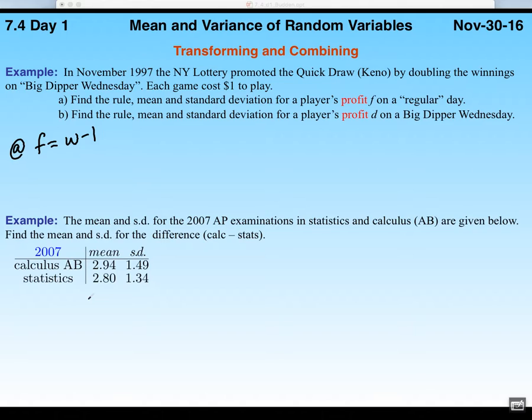Okay, so now I need to find the mean. So I just take the mean of W and I subtract 1. So the mean of W, if I recall correctly, was 60 cents. Subtracting 1. So the mean of profit is negative 40 cents. So basically, in the long run, you're expected to lose 40 cents if you were to play this game a whole bunch of times.